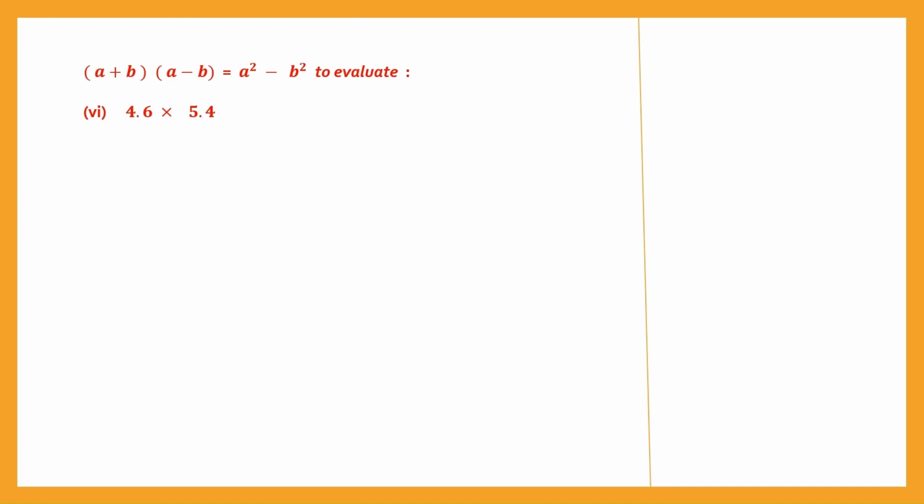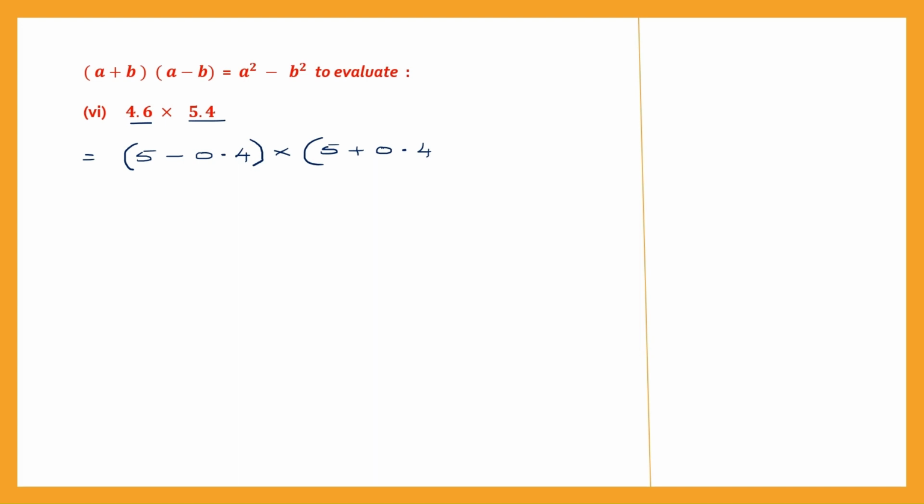Question 6. 4.6 into 5.4. Use the same formula. How to get it in this format? There are two numbers here. Look for the bigger number. Bigger number is 5.4. So this we can say 5 plus 0.4. So this becomes 5 minus 0.4. So let's write that. So this is 5 minus 0.4 into, and this becomes 5 plus 0.4.